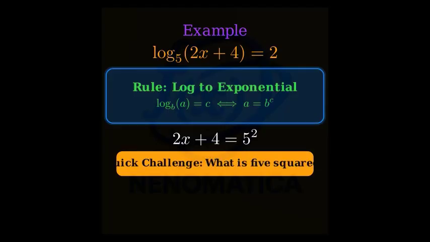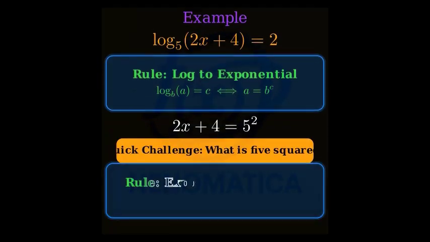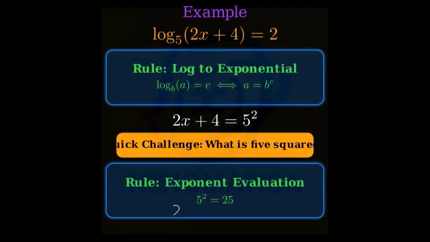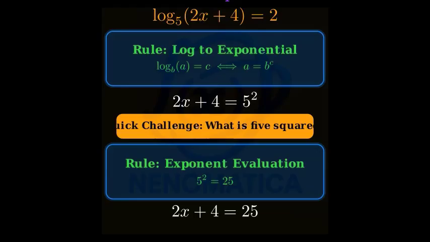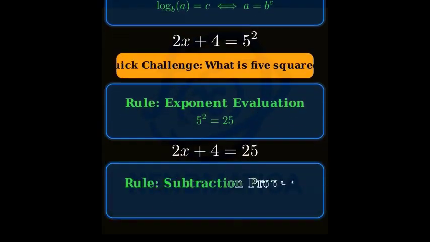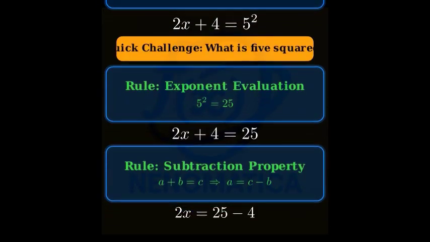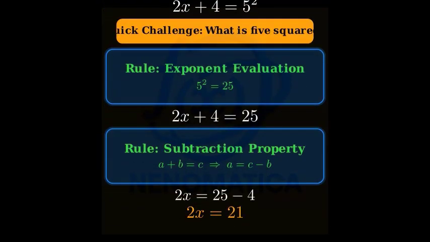Step 2. Evaluate the exponent. 5 squared equals 25. So our equation becomes 2x plus 4 equals 25. Step 3. Isolate the term with x. Use the subtraction property of equality: if a plus b equals c, then a equals c minus b. Subtract 4 from both sides to get 2x equals 25 minus 4, which simplifies to 2x equals 21.